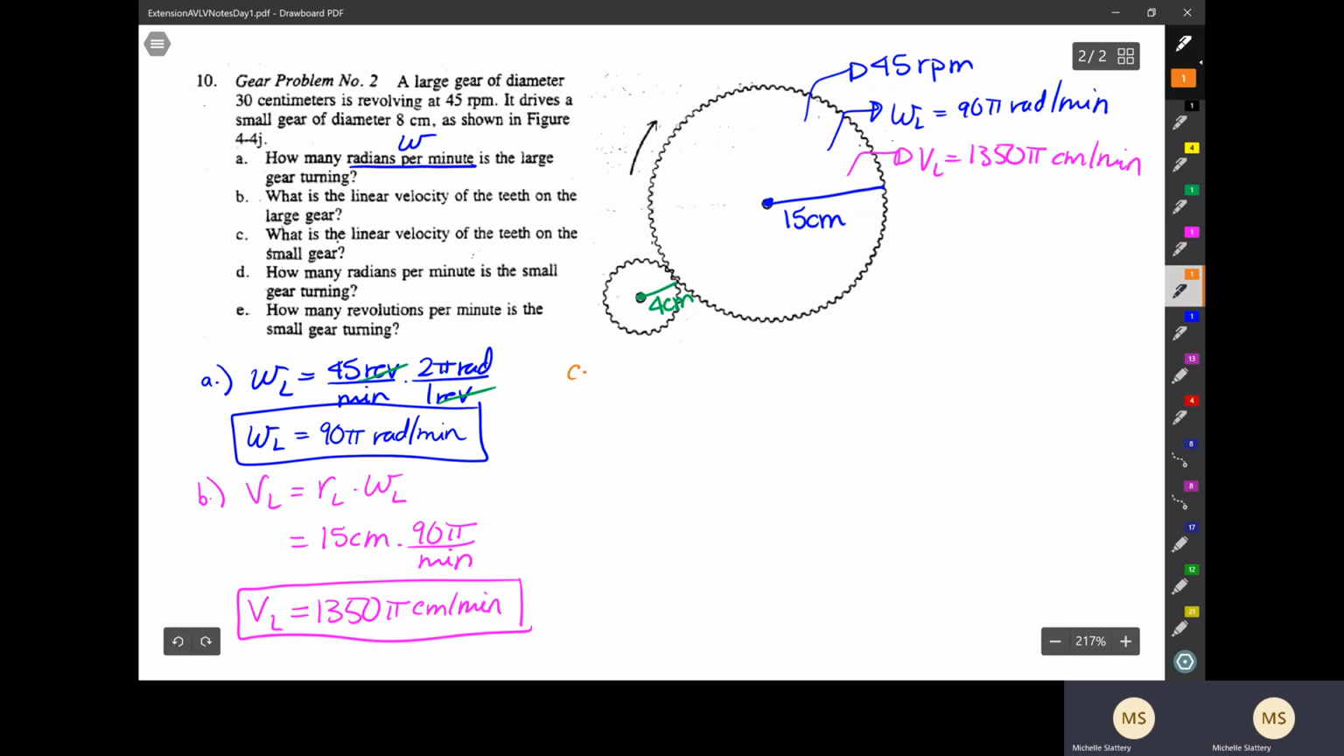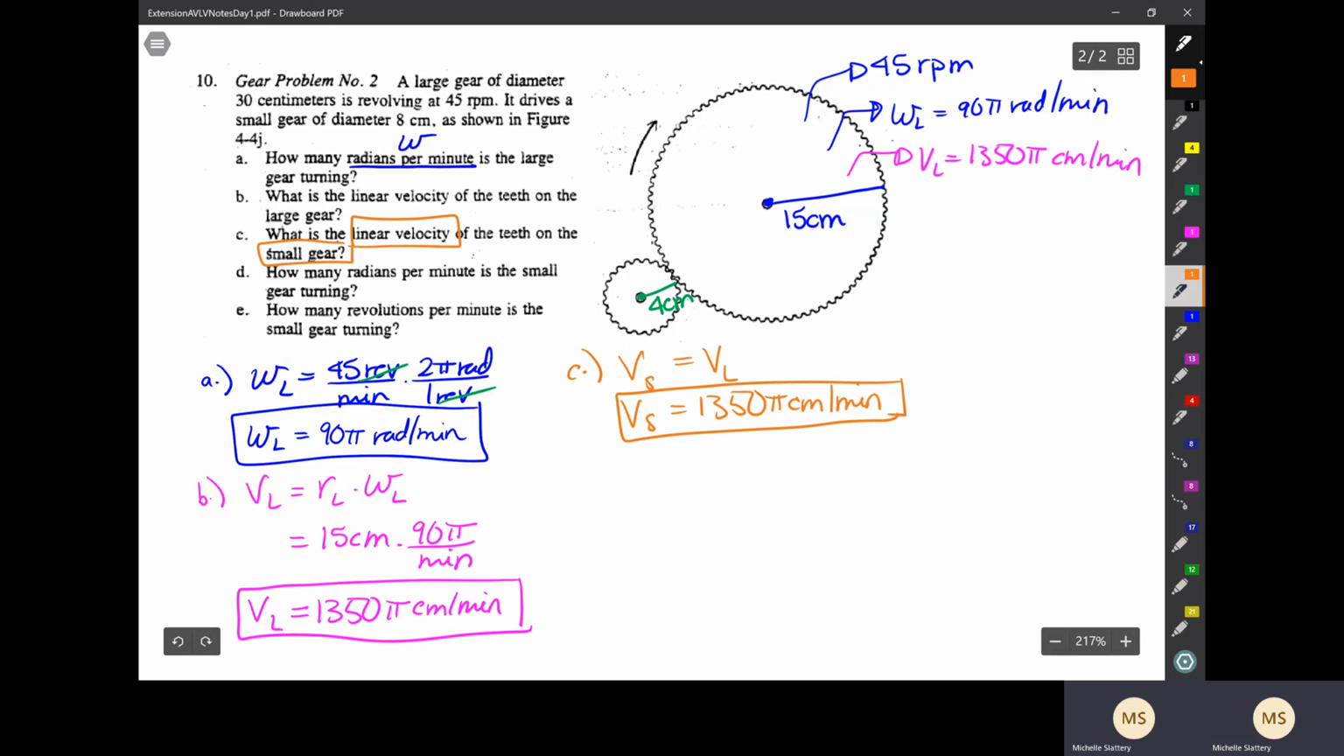All right, part C. What is the linear velocity of the teeth on the small gear? So I want the linear velocity of the small. Well, I just found the linear velocity of the large and I see that they're connected, so that's going to equal the linear velocity of the large. So that's also 1,350 pi centimeters per minute.